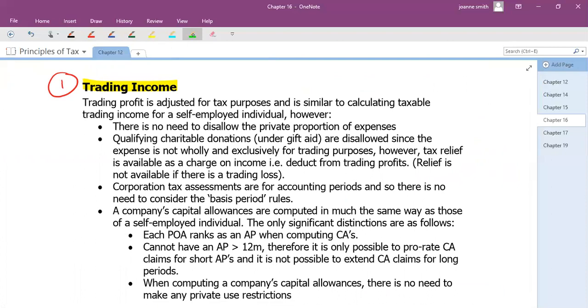So your trading income, remember, is your main business activity. So it's very similar to what we did in the chapter for individuals. But the main thing that's different is that you won't have any private proportion of expenses. So you won't have private use of the car expenses, private use of the rent or the telephone. What you might have is what we call charitable donations. So if you see any donations under a gift aid scheme, companies do treat these as disallowed. We'll show you that they do get relief for them, but it's at a later stage.